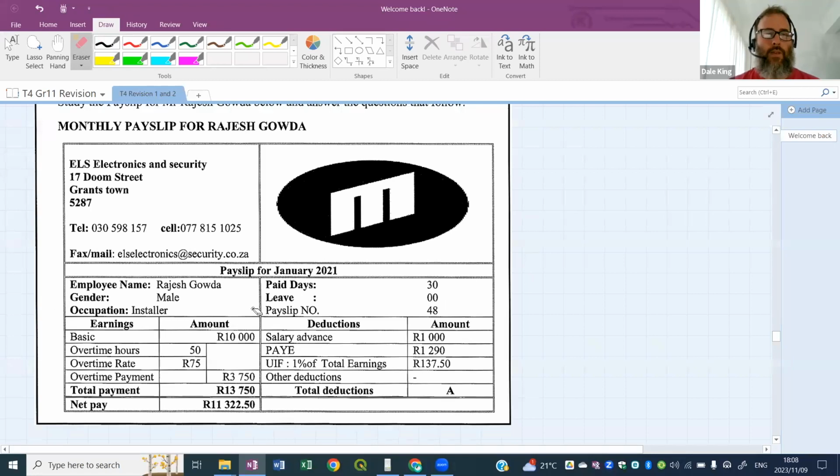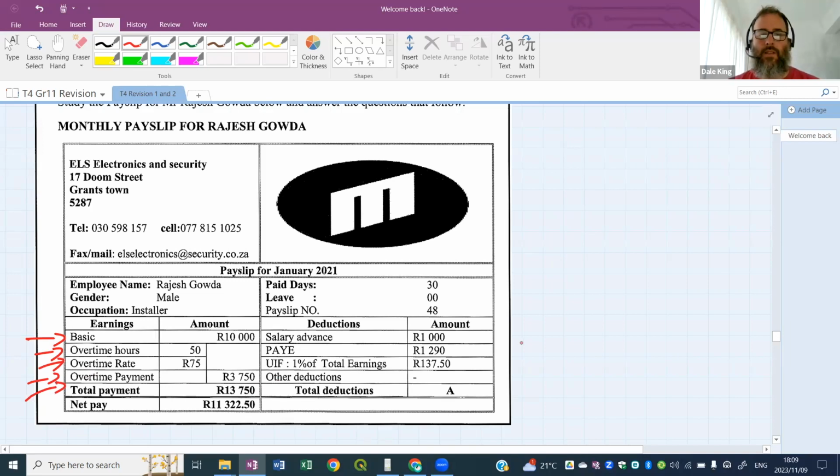Then we have two columns. On the left, we have the earnings or the income, and on the right we have the expenses or the deductions. Usually on the left you have what's coming in, and on the right what's going out on the pay slip. Let's have a look at what's coming in on the earnings side. We have a basic salary of 10,000 Rand, and then the next two rows are the overtime hours, which give you an overtime pay, and then a total income or total salary of 13,750.